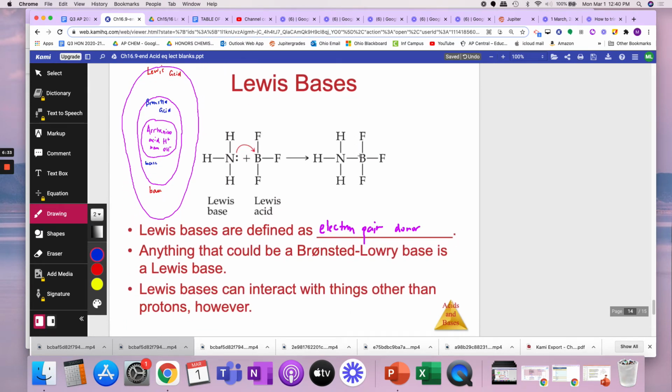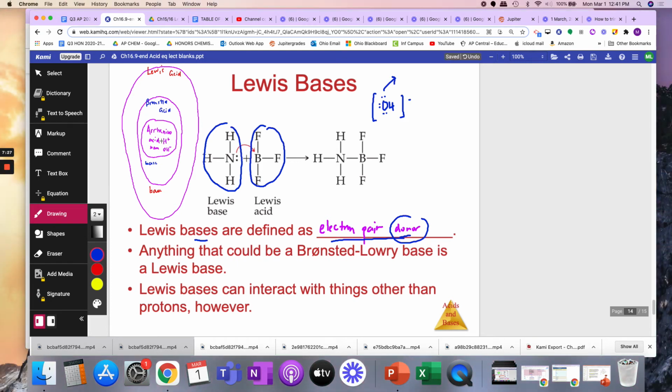So, what are Lewis bases then? If a Lewis acid accepts electrons, then the Lewis base will donate. It's an electron pair donor. It will give the electrons. In this reaction, the acid takes it. There's the acid. And the Lewis base will give the electrons. So ammonia is a Lewis base, and BF3 is a Lewis acid. And anything that could be a Bronsted-Lowry base is a Lewis base. So that means OH minus. Remember, OH minus is a Bronsted base because it can donate. See, it's a donor. It can donate electrons.